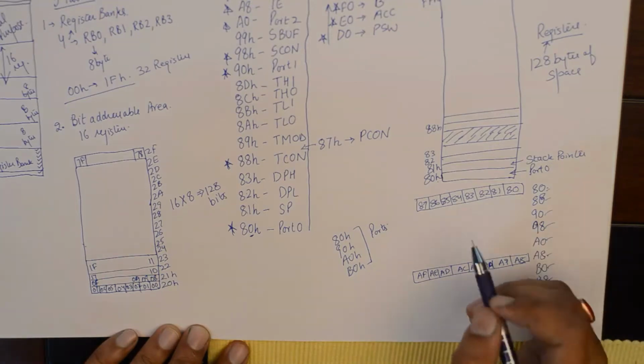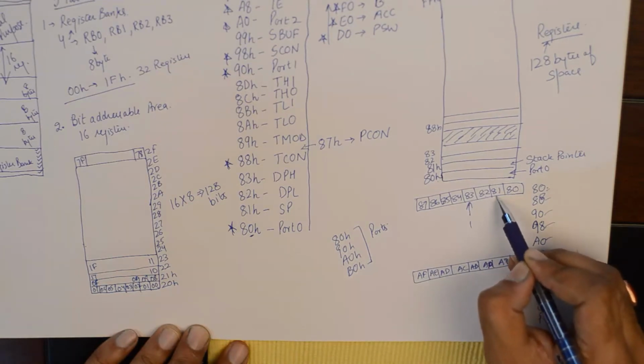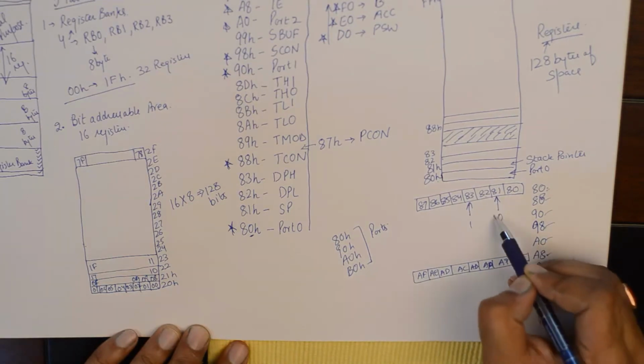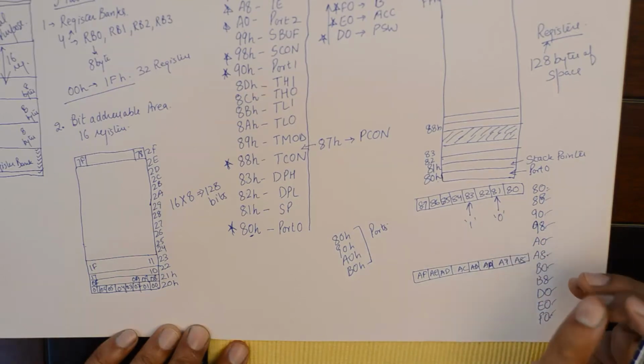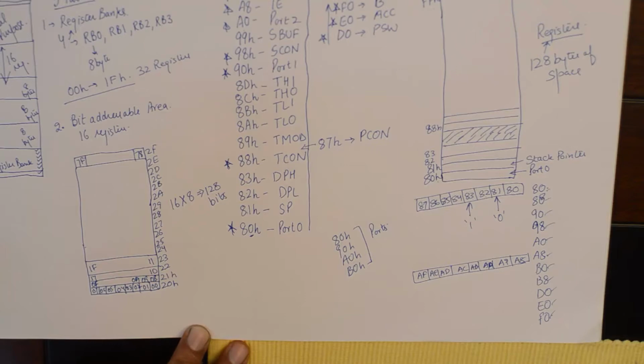Or you could make an individual bit 1 or 0 depending upon your requirement, which is very useful in microcontroller programming, and we'll study how we manipulate bits in bit addressable space in the microcontroller to perform numerous operations and customizations.